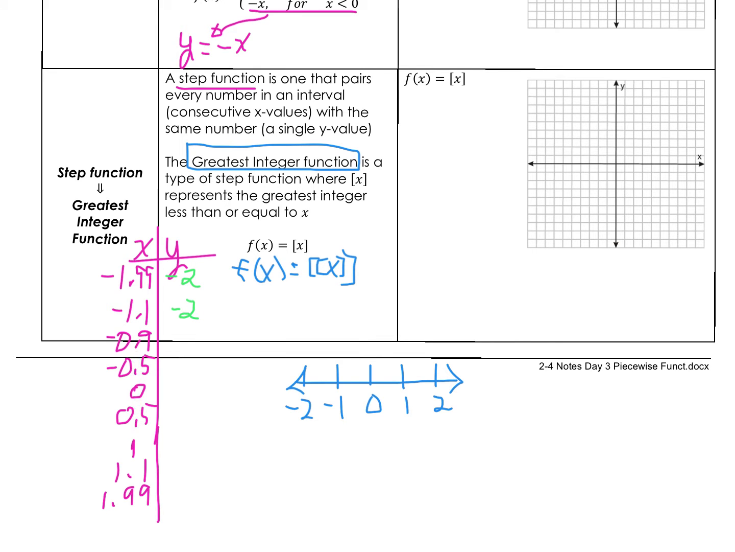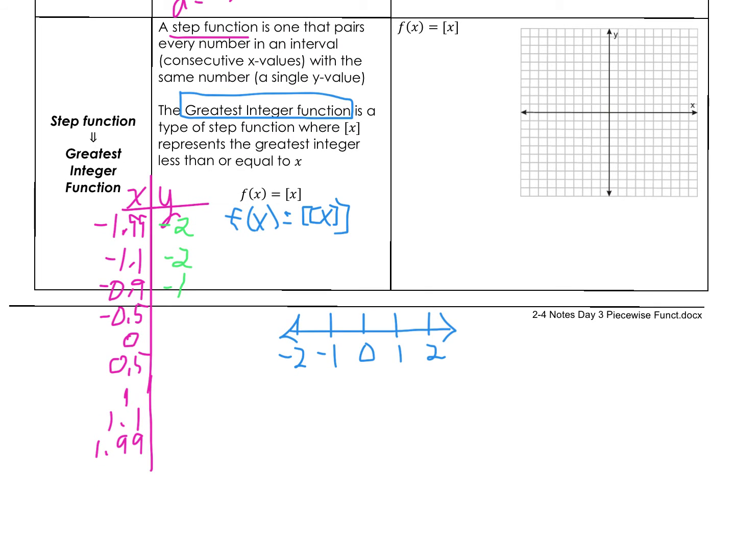Then look at negative 0.9. Here's 0, and here's negative 1. To get to negative 0.9, it would be almost to negative 1, but not quite. If this is where negative 0.9 is, then the next integer to the left of it would be negative 1. So with an x value of negative 0.9, you're going to have a y value of negative 1. Then let's look at negative 0.5. It's going to be halfway in between 0 and negative 1. We have to round down to the closest integer, which would be negative 1.